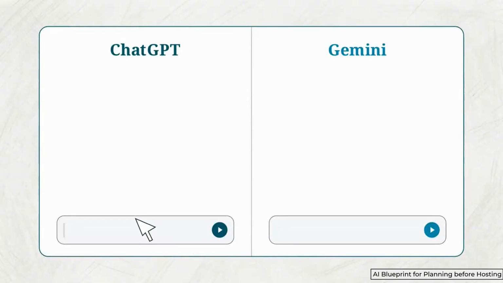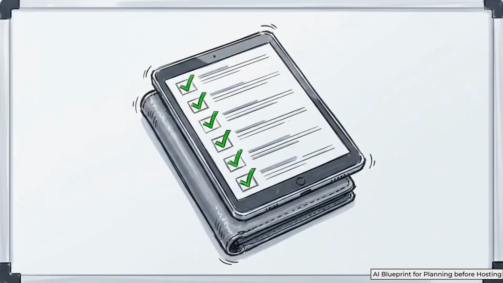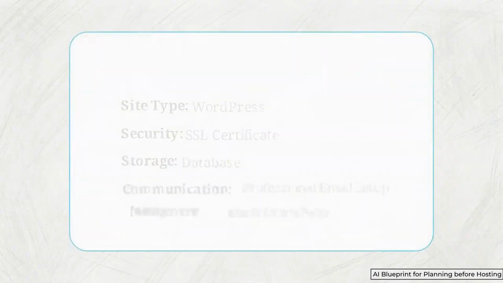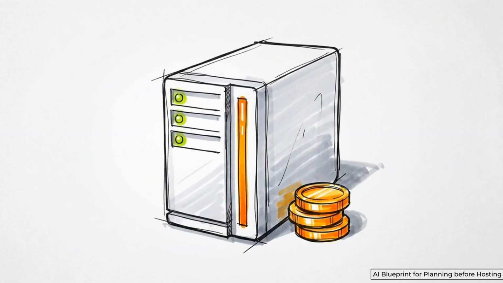In this tutorial, we will walk through a step-by-step process using free AI tools like ChatGPT or Gemini to generate a complete, customized website planning worksheet before you spend a single dime. Using AI to interrogate your rough ideas provides a specific technical requirements list, ensuring you only pay for the server resources your project actually needs to launch.